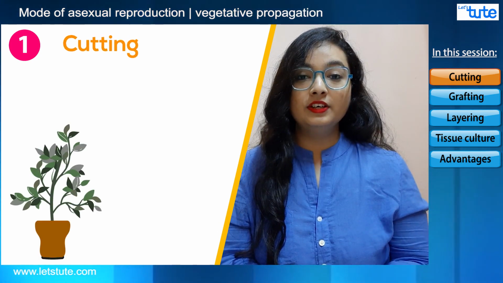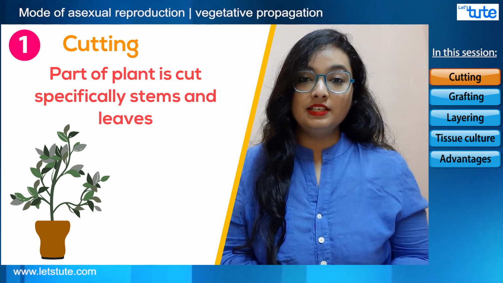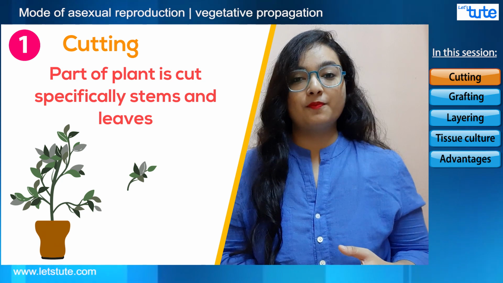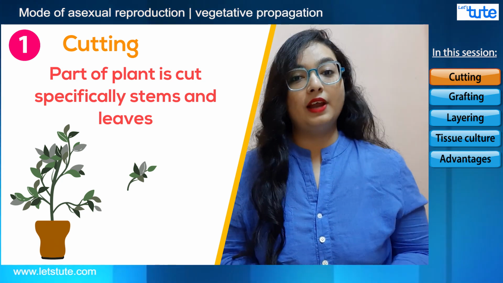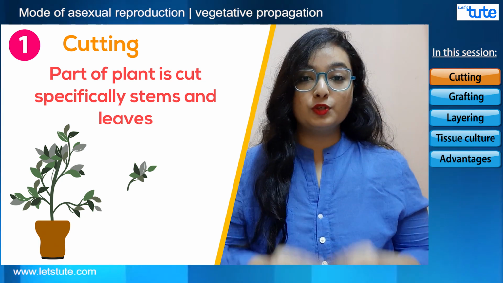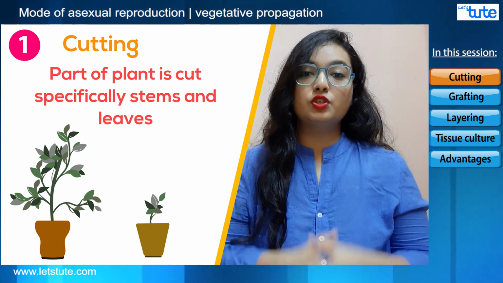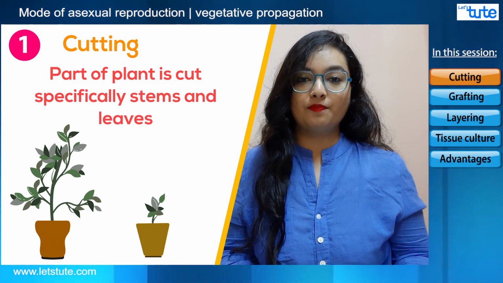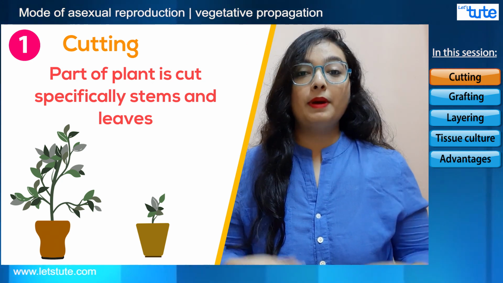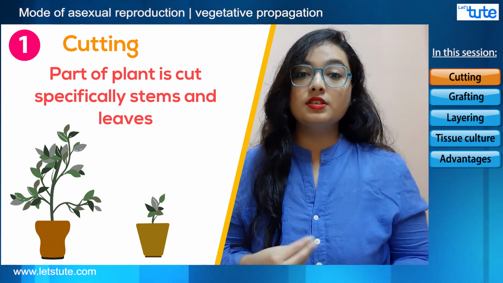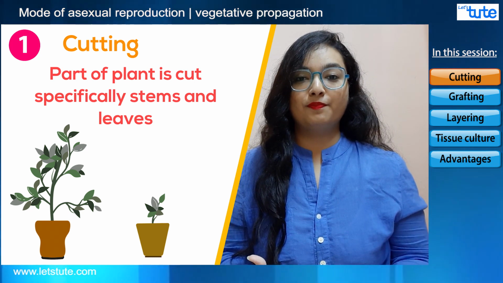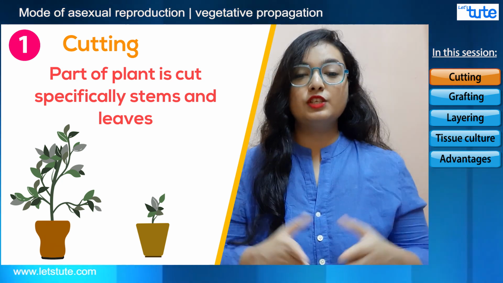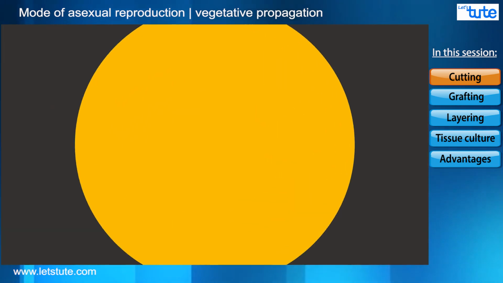In this method, the part of the plant is cut, specifically stem or leaves. This cut part of the plant is put into the soil in the ground, and it is covered by soil on top of it. It is also treated by many hormones to induce the production of roots. Since the part of the plant is cut, this process is known as cutting.